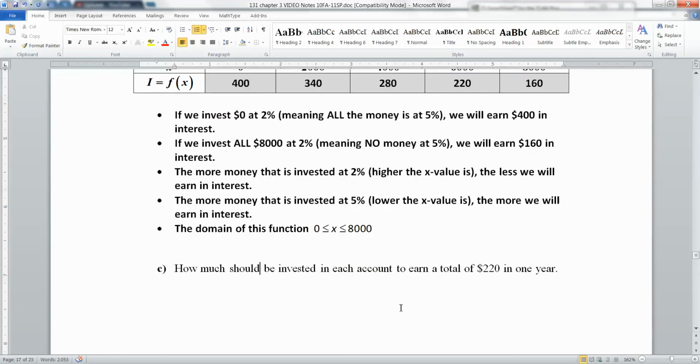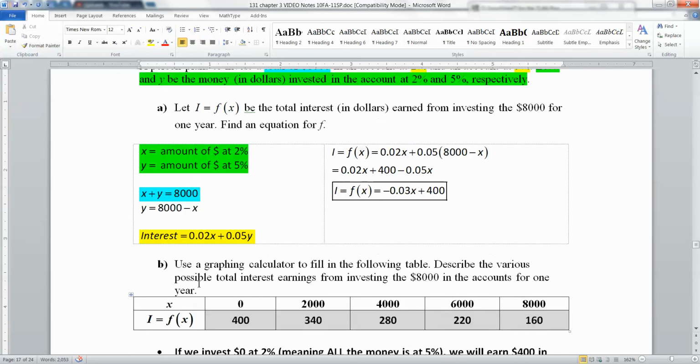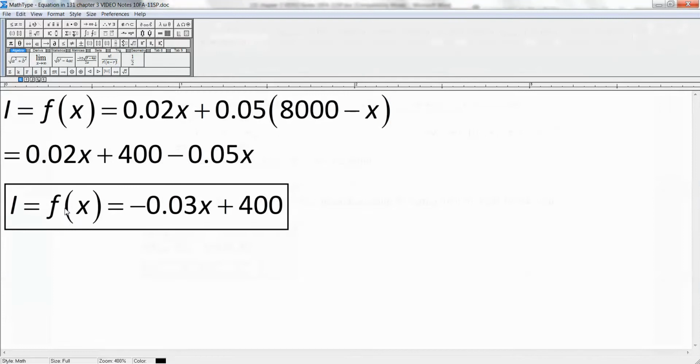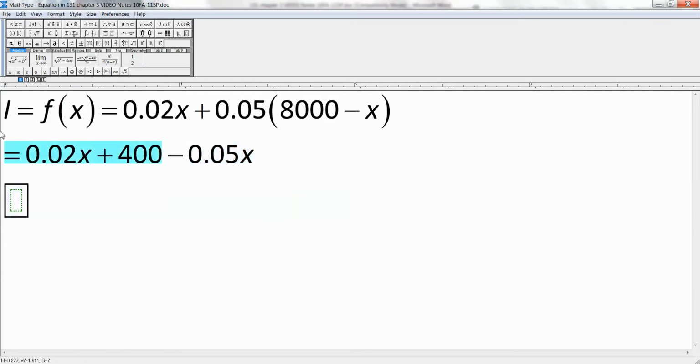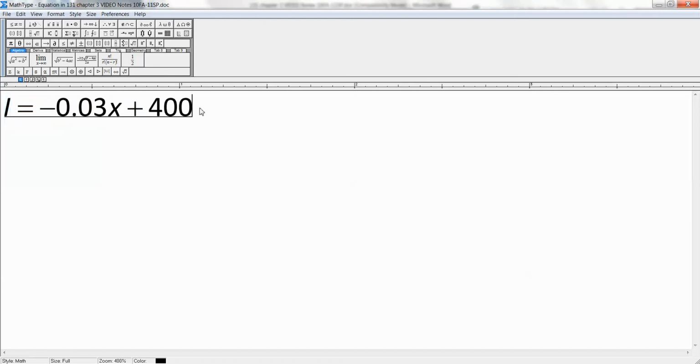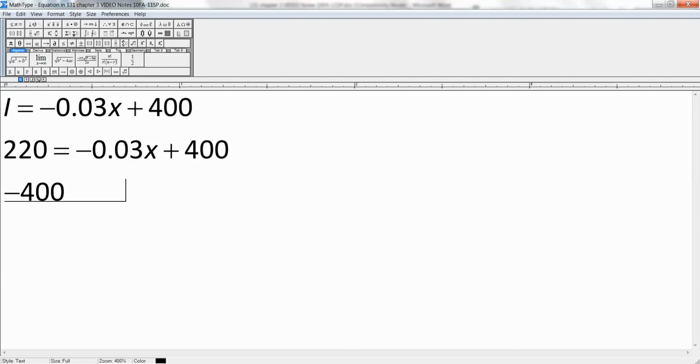All right, how much should you invest in each account in order to earn a total of $220 a year? So they're asking you how much in each account, and you want to earn $220 in interest. That's interest. So what you're going to do is take your equation for interest, and instead of the letter I, you're going to make it equal to 220. So you're going to lose the I and put 220 in. Okay, and then you just have to solve it, right? So you subtract 400, and then you're going to divide by 0.03 in a second.